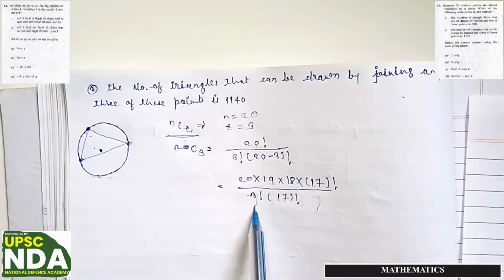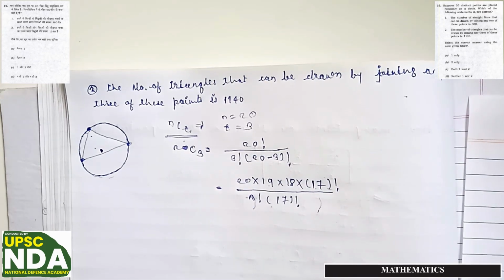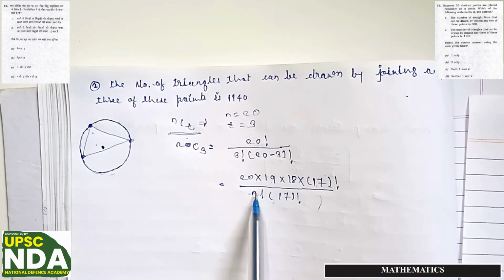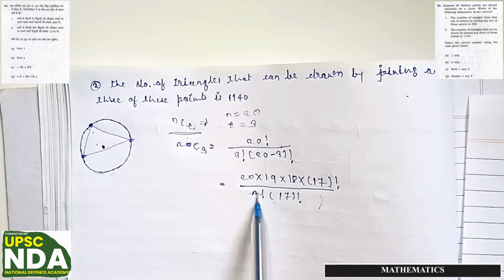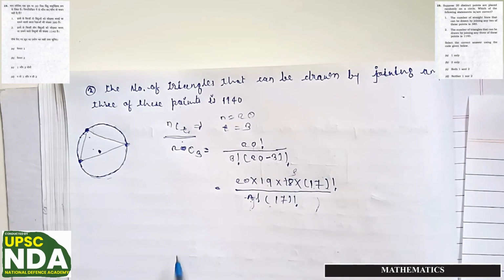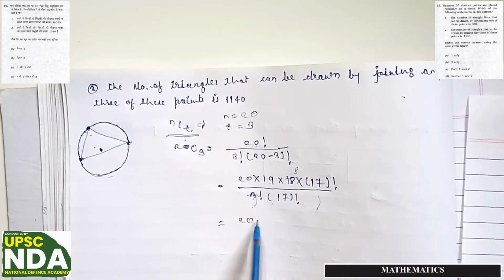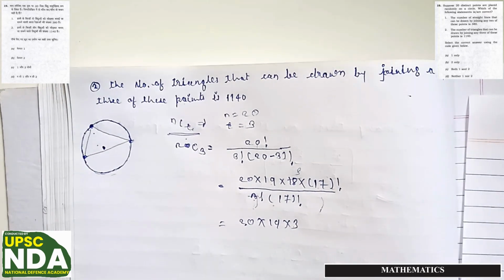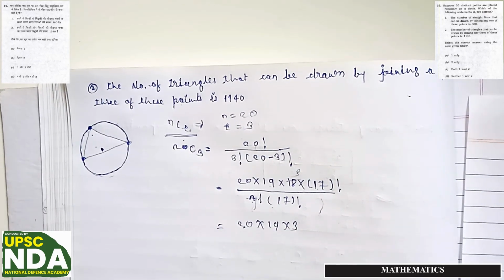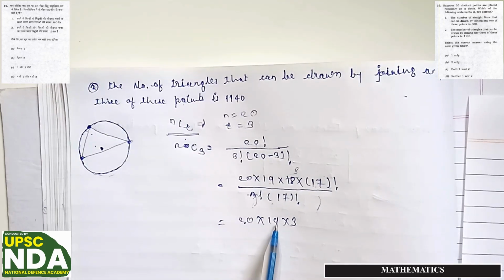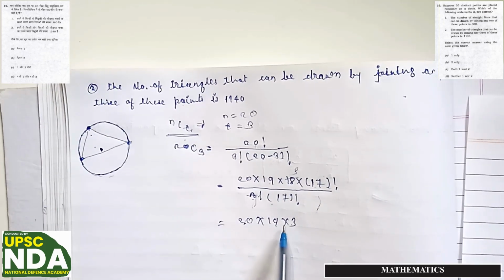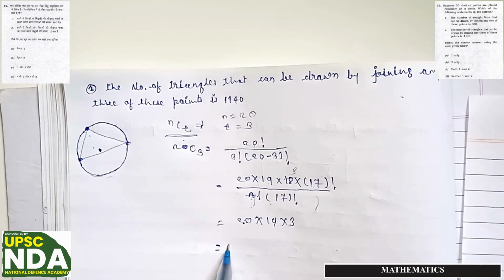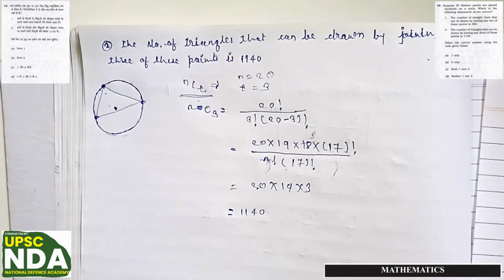Okay, so 3 factorial means 3 into 2 into 1, that means 6. Do it directly, do not go for division. So 6 3s are 18, and 6 1s are 6, so 18 over 6 gives 3. So we'll get 20 multiplied by 19 multiplied by 3. Okay, so 20 multiplied by 3 is 60, and 60 multiplied by 19 gives 1140. Okay, this is the required answer.